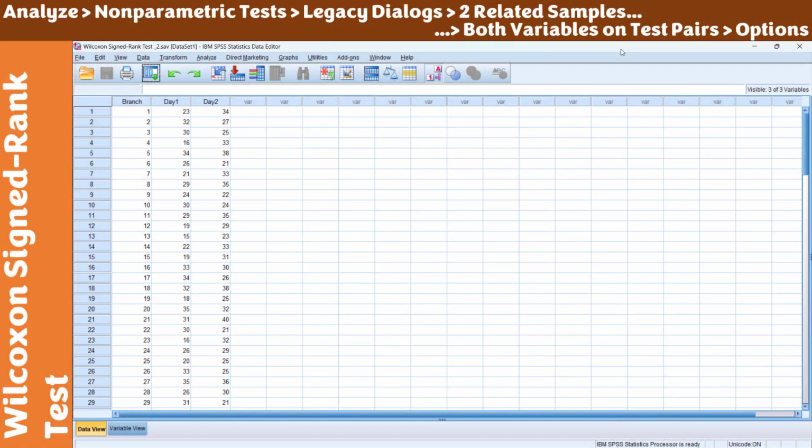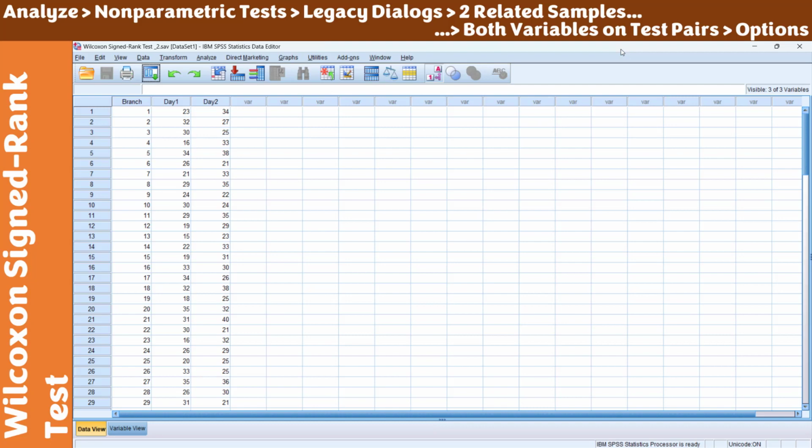In the previous video, with this same set of data, we were able to establish that we cannot use the paired samples t-test for this, even if our data is at the ratio level, because we were not able to establish the fourth assumption before we could use the paired samples t-test, which is the normality of the distribution.